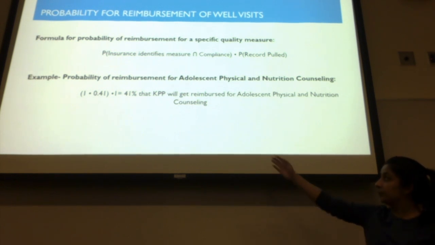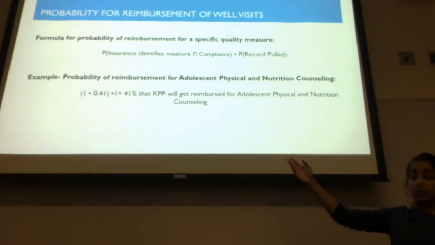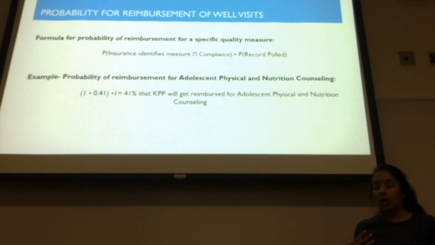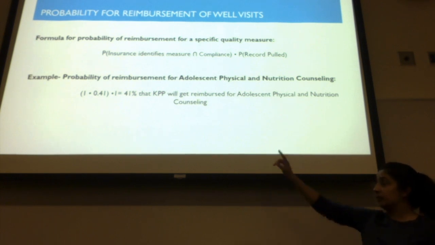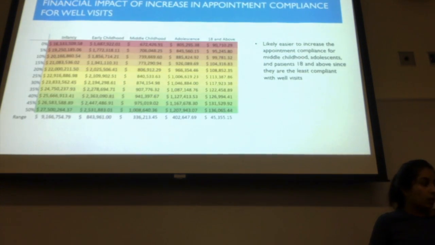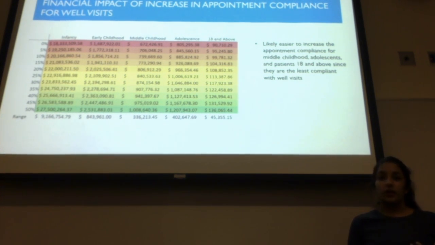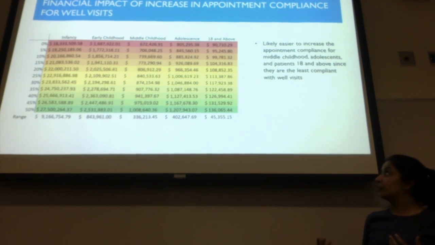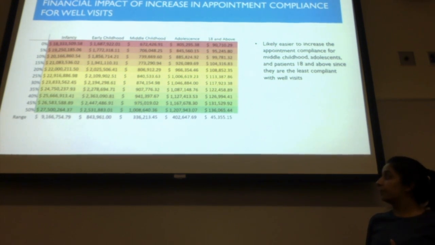As you can see by the example, the probability that the insurance will identify the measure will be 1, because they will want to do chart audits for every single measure that they are paying for, and probably most charts will get pulled, so it centers around patient compliance. The good news is that if KPP was to increase their appointment compliance for each age range, then the amount of money that KPP will receive in turn will go up substantially.